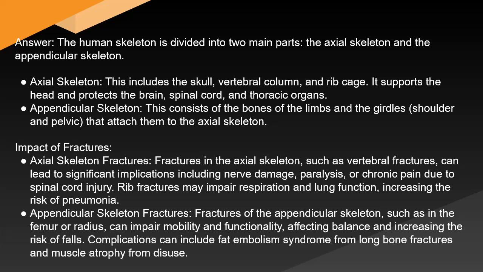Impact of fractures. Axial skeleton fractures. Fractures in the axial skeleton, such as vertebral fractures, can lead to significant implications including nerve damage, paralysis, or chronic pain due to spinal cord injury. Rib fractures may impair respiration and lung function, increasing the risk of pneumonia. Appendicular skeleton fractures. Fractures of the appendicular skeleton, such as in the femur or radius, can impair mobility and functionality, affecting balance and increasing the risk of falls. Complications can include fat embolism syndrome from long bone fractures and muscle atrophy from disuse.